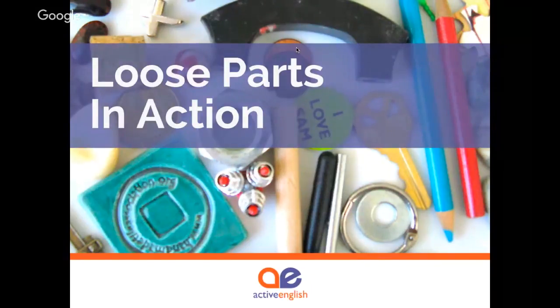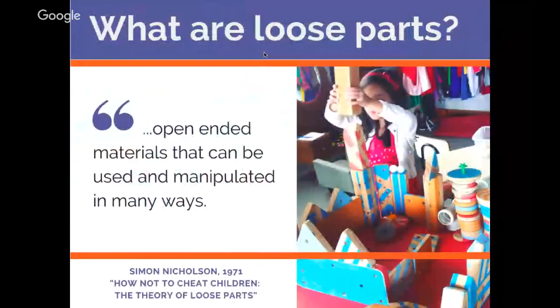Let's try again. Okay, so back to it. Loose parts in action. What are loose parts? This definition is one that I love. It's so simple and it says everything. Loose parts are open-ended materials that can be used and manipulated in many ways. That's it. There's no greater mystery. It's just any kind of materials that can be put together, taken apart, used in just one material, or lots of different types of materials.